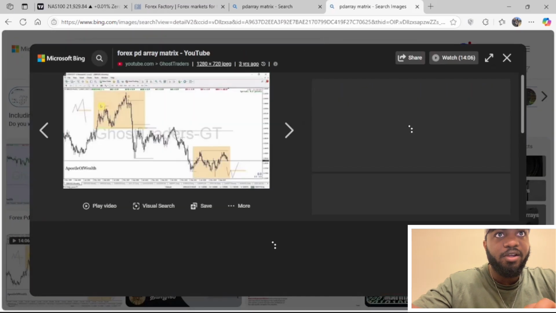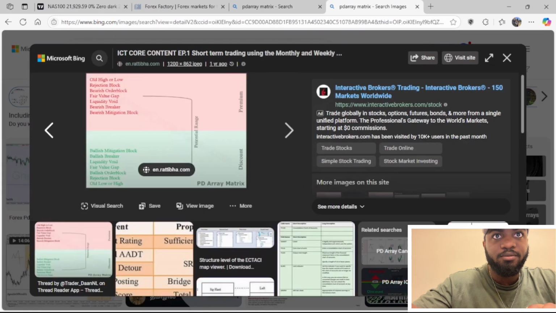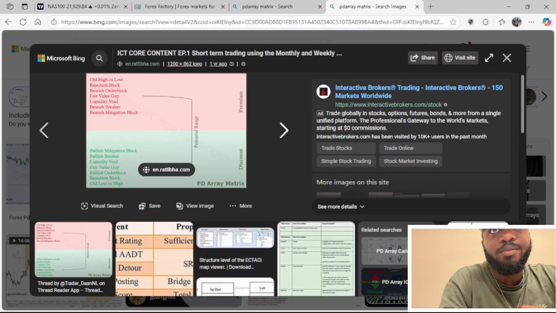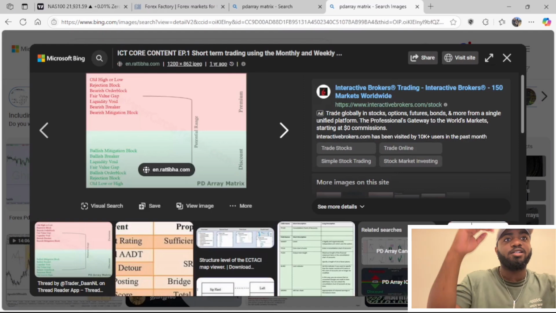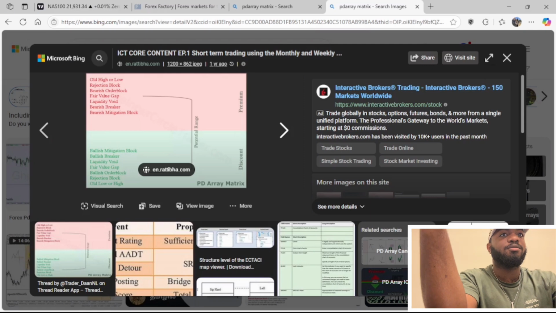So this is the PD array matrix. No, go back. Oh my God, wrong way. Okay. So this is the PD array matrix in terms from high to low. So then you have your premium and your discount.